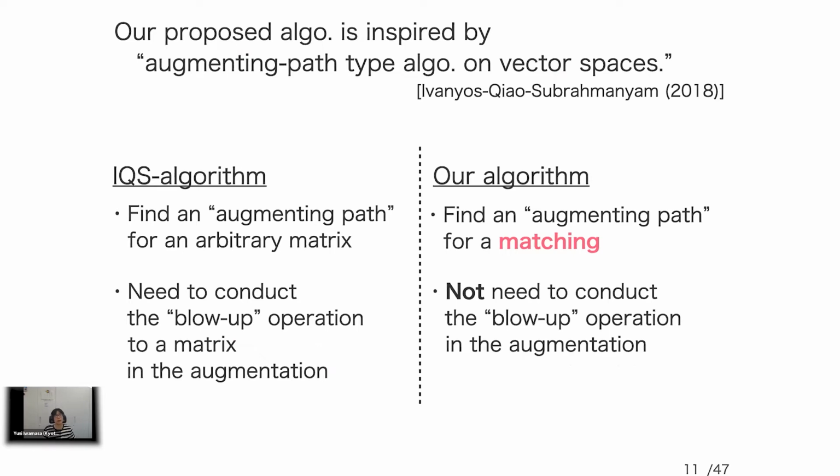Our proposed algorithm is inspired by an augmenting path type algorithm on vector spaces introduced by Iwamasa, Oki, Soma, Yang. This is an algorithm for the non-commutative Edmonds problem. The differences are as follows. In their algorithm, we find an augmenting path for an arbitrary matrix. On the other hand, in our algorithm, we find an augmenting path for a matching for a 2x2 type GPM, which is introduced in this paper. And in their algorithm, we have to conduct a blow-up operation to the matrix in the augmentation, which makes the algorithm complicated. But in our algorithm, we don't have to do it. So our algorithm is simpler than theirs.